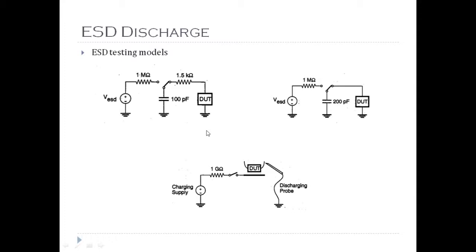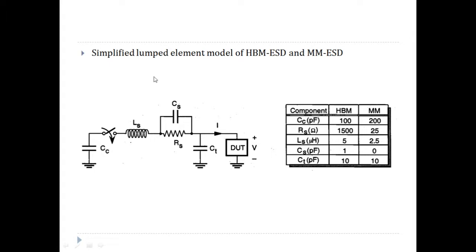Now there can be a common model which is represented using lumped elements, and it represents both the human body model and the machine model. Here basically the circuit is the same, and the various values of these lumped components are shown here. So we know that in the earlier models we have seen that for the human body the capacitance was 100 picofarad, and for the machine model it is 200 picofarad. So this is a common circuit.